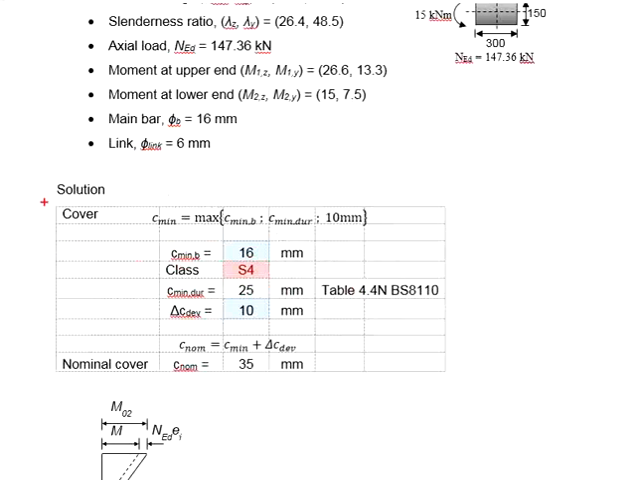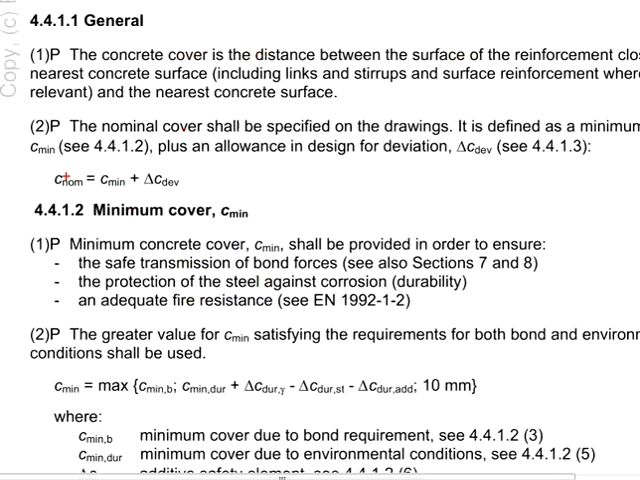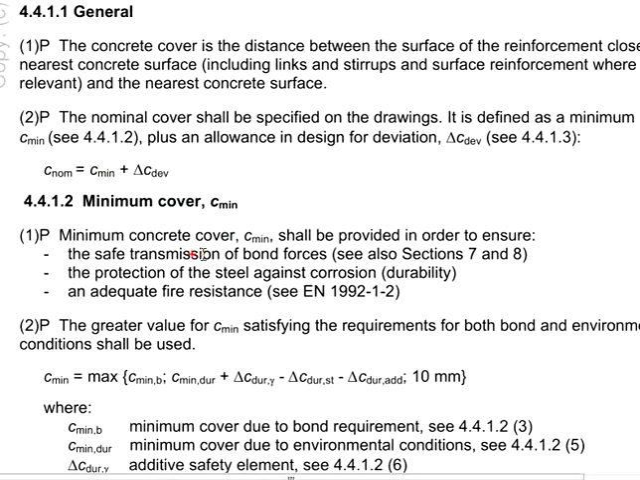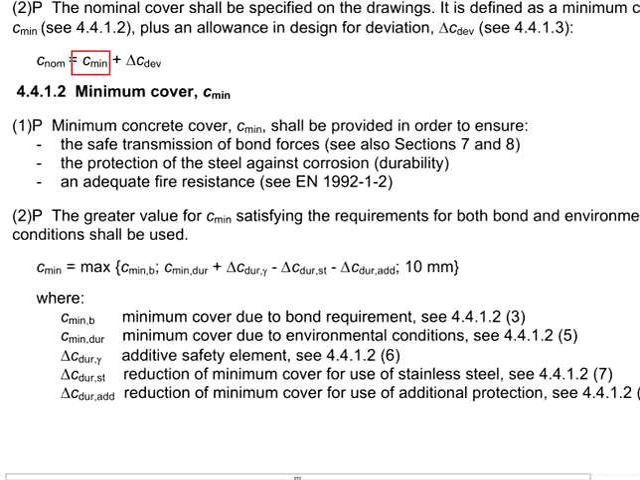The calculations start with determining the nominal cover. This you may refer to the Eurocode. Your nominal cover is determined by the C-min plus the deviations. The recommended value for the deviations is 10 mm. As for the C-min, it is governed by 3 parameters here. First is due to the bond requirement, second is due to the environmental conditions, and third will establish the minimum C-min.